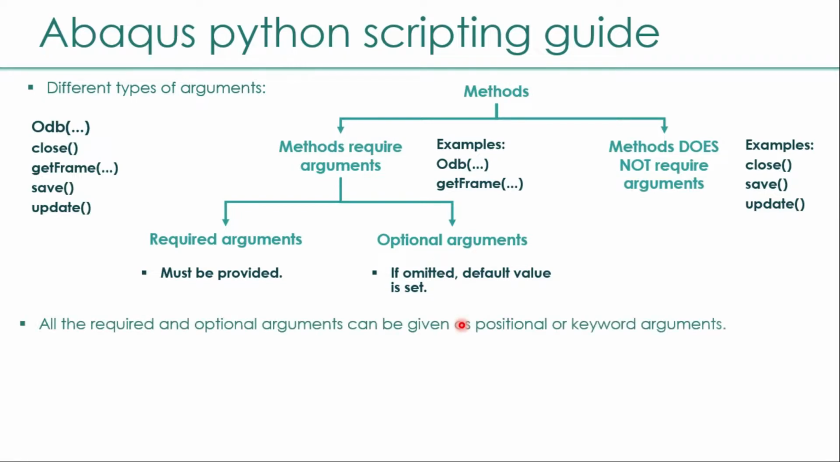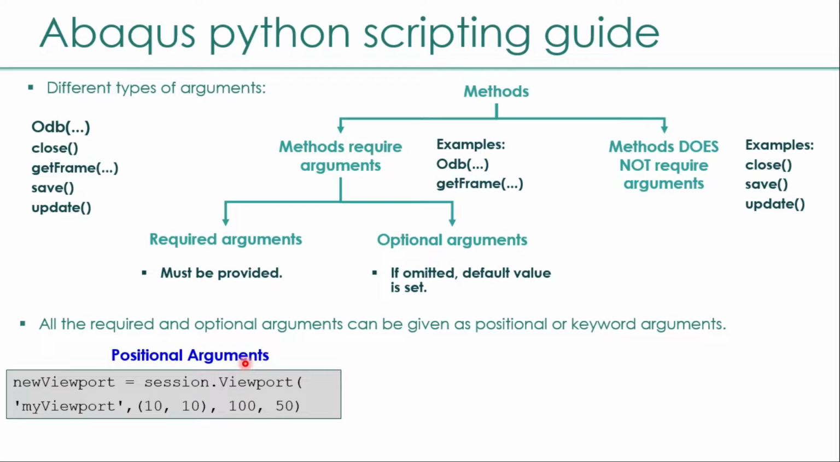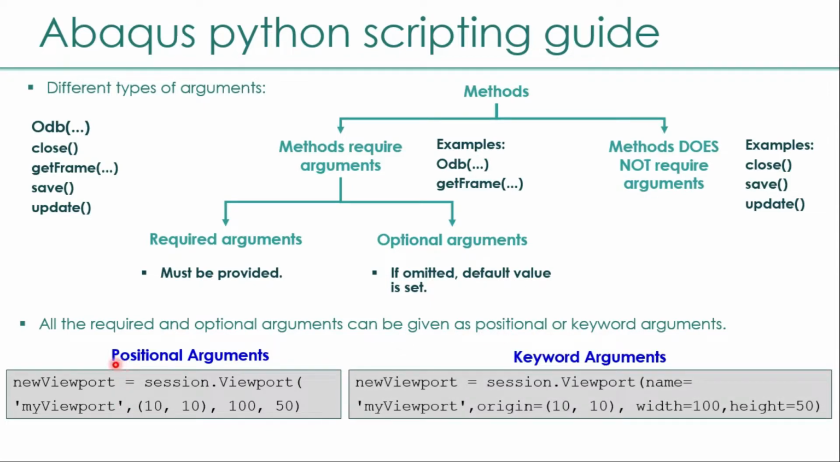Okay, and this is one of the important points I want to highlight here. All the arguments that you can see here can be passed as a positional argument or as a keyword argument. So for a new person who does not know what positional arguments and keyword arguments are, here is an example. Okay, so the first one is the positional argument.